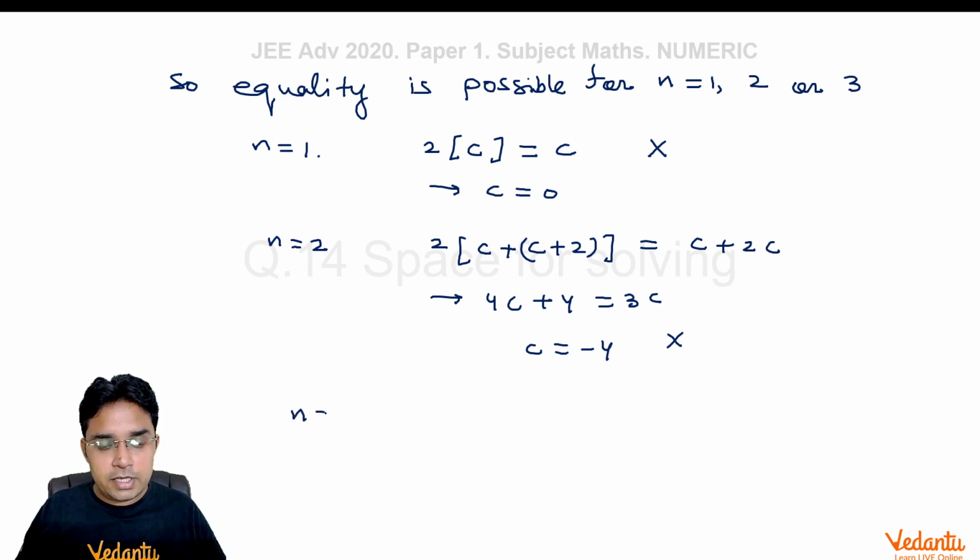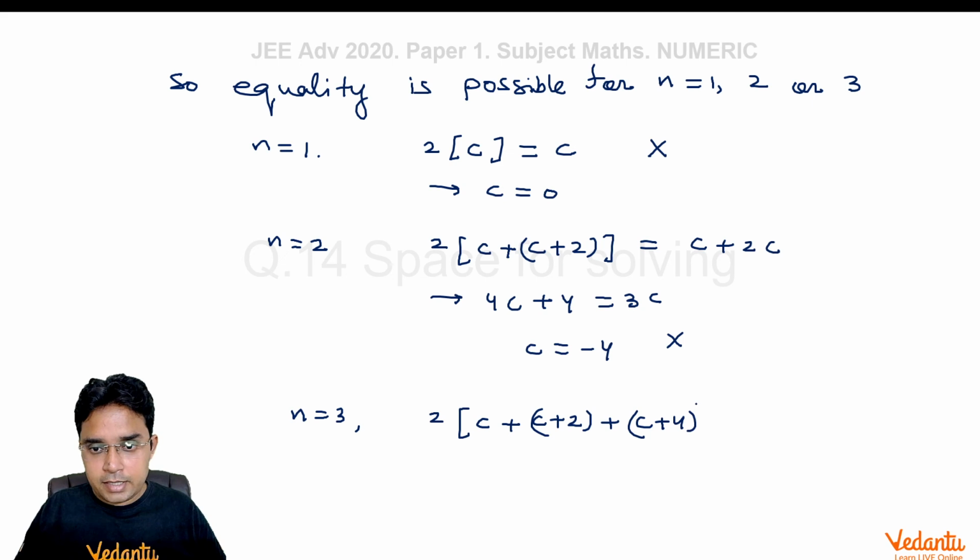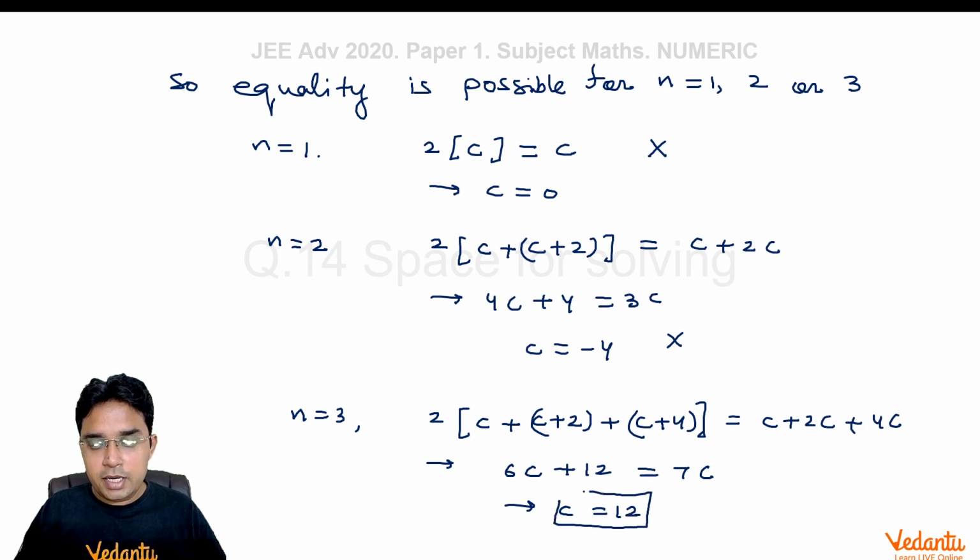So we will now be considering n is equal to 3, and this is our last hope, and I think it should work. If n is equal to 3, it will be 2 times c plus 2 plus c plus 4 on the left hand side. On the right hand side, it will be c plus 2c plus 4c. So on the left hand side, it will be 6c plus 12 is equal to 7c. And this gives us c to be 12. So indeed we have got a value, and you can check c is a multiple of 4.